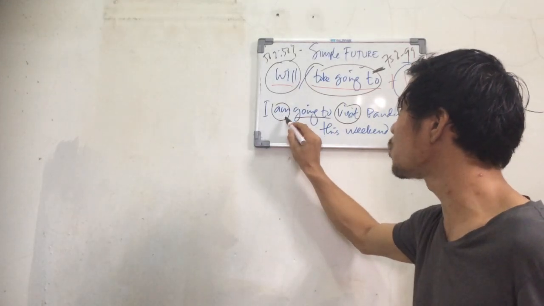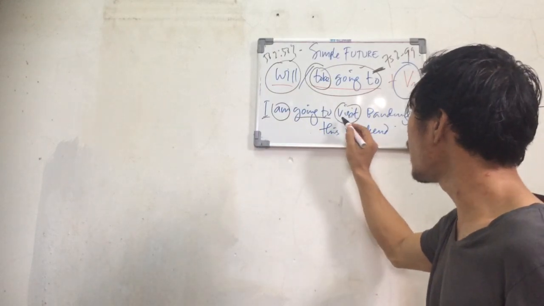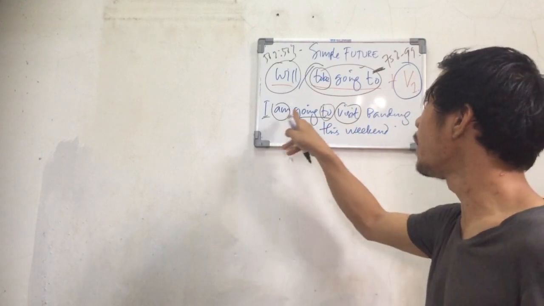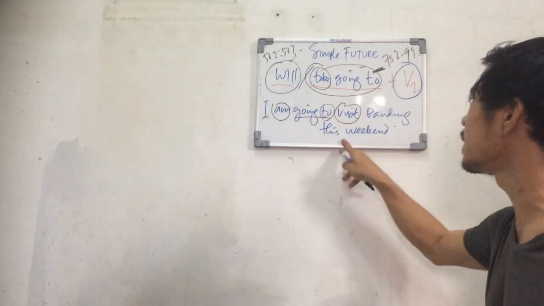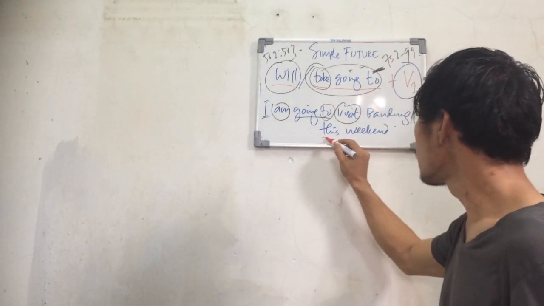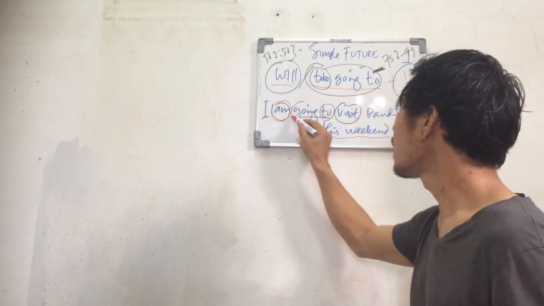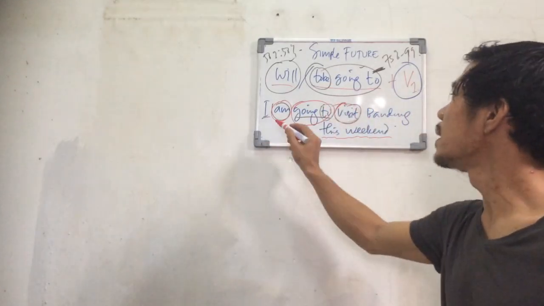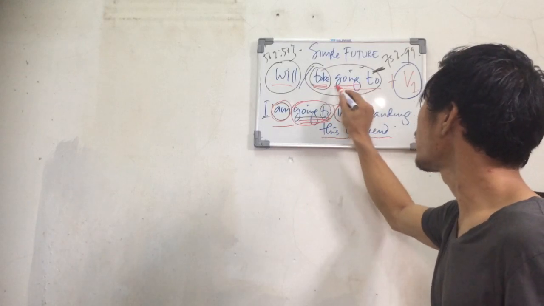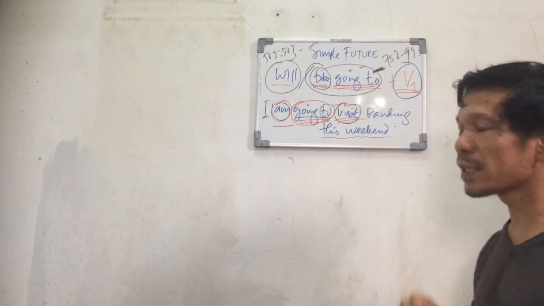To be is am, to be for I. To be refers to the subject. Going to plus verb 1. Why verb 1? Because this is to here, to verb 1. I'm going to visit Bandung this weekend. The specific time for this sentence is this weekend. So this is to be going to verb 1. That's right. So this is the second example.